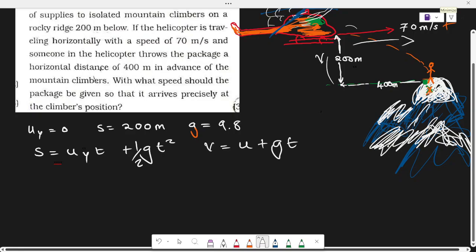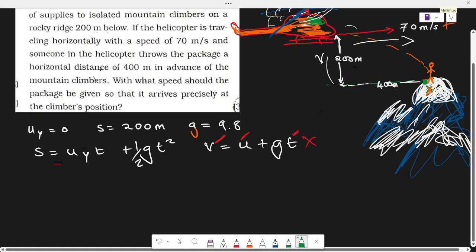Now, which one of the two will help us? Let's look at which one has the least unknown values. If we look at this one, it's not going to be useful because we don't have the final velocity as the package reaches the mountain climbers. We do have the initial velocity, which is equal to 0, but we also don't have the time taken, which we are trying to find. So this one has two unknowns. Therefore, it's not going to be useful.